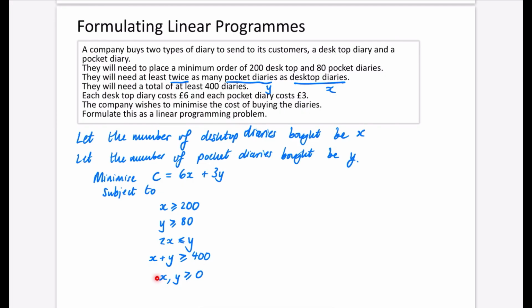Me again, just realised this isn't actually necessary in this one, because we've already said that X and Y are greater than 200 and 80, so we don't need that non-negativity one because it's already covered with those two inequalities.